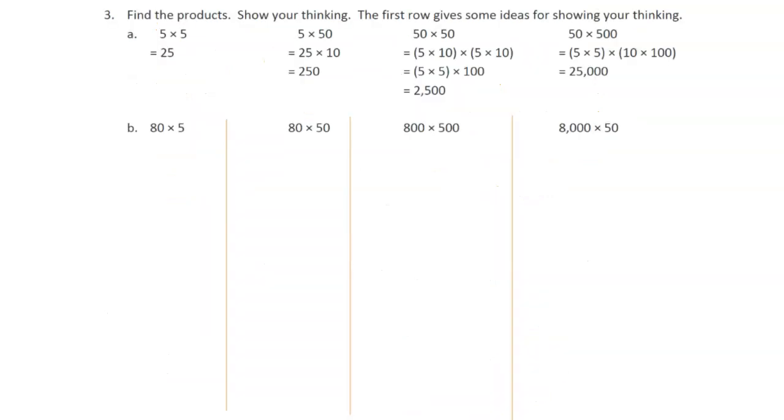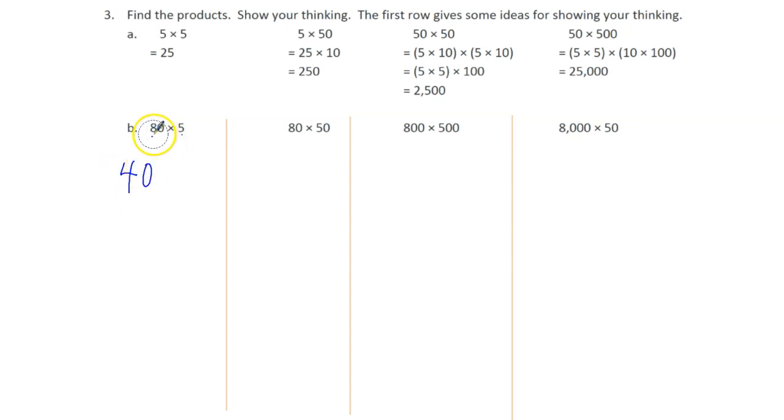Alright, let's take a look at number 3 here. These are the problems that I think are most beneficial to students seeing the patterns in here. And you should start to see the patterns once we do our basic facts. So it says find the products, show your work. The first row gives some idea for showing your work, or showing your thinking. Alright, so looking at B, we have 8 times 5. So we know that 8 times 5 is 40.